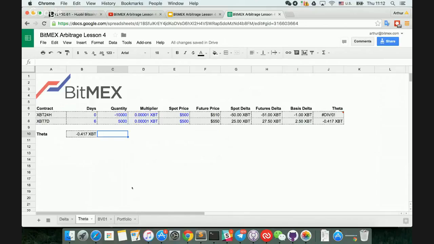And as I said previously, portfolios with positive carry have positive theta. Portfolios with negative carry have negative theta.